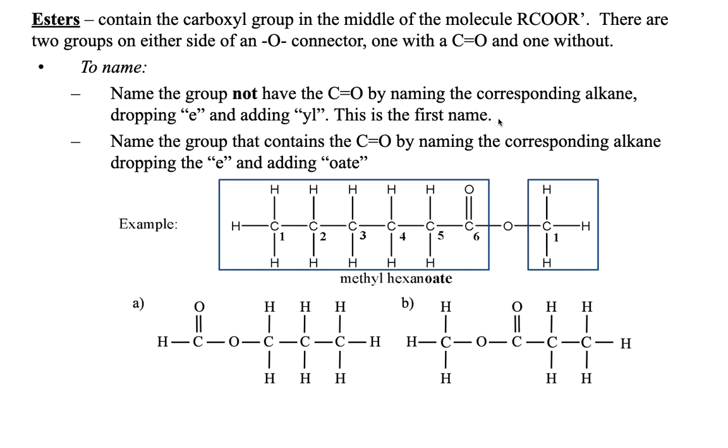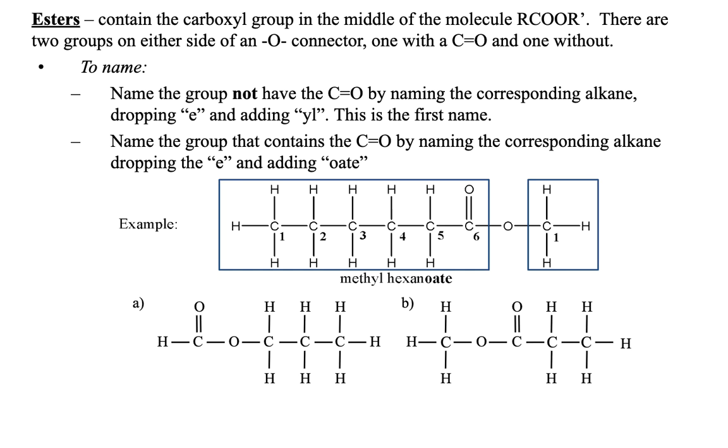So if you look at the first step up here, what are we going to do? We're going to take the group that doesn't have the C double bond O, see how many carbons it has, and name it accordingly. This has one carbon, so it's meth, according to table P, right? So we're going to add an -yl on the end of that. So this is the methyl group. Methyl, that's the first name.